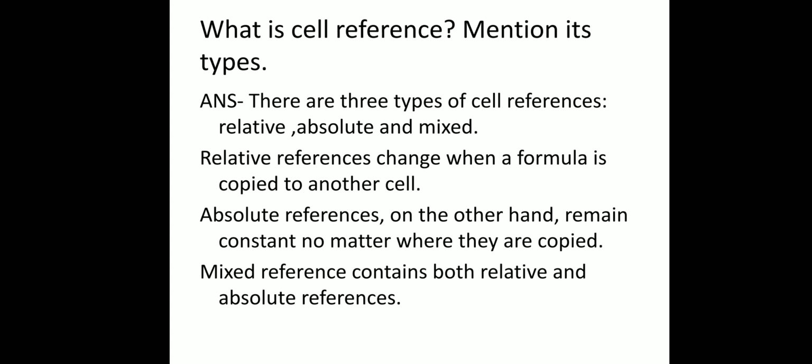What is cell reference? Mention its type. There are three types of cell references, as we know already: relative, absolute, and mixed. We have discussed already that a relative reference changes when the formula is copied to another cell. An absolute reference, on the other hand, remains constant no matter where it is copied. A mixed reference contains both relative and absolute references. So you must know these things very clearly. In relative reference, the values of the cells will be changed. In absolute reference, values will be fixed. And in mixed reference, both relative and absolute are present.